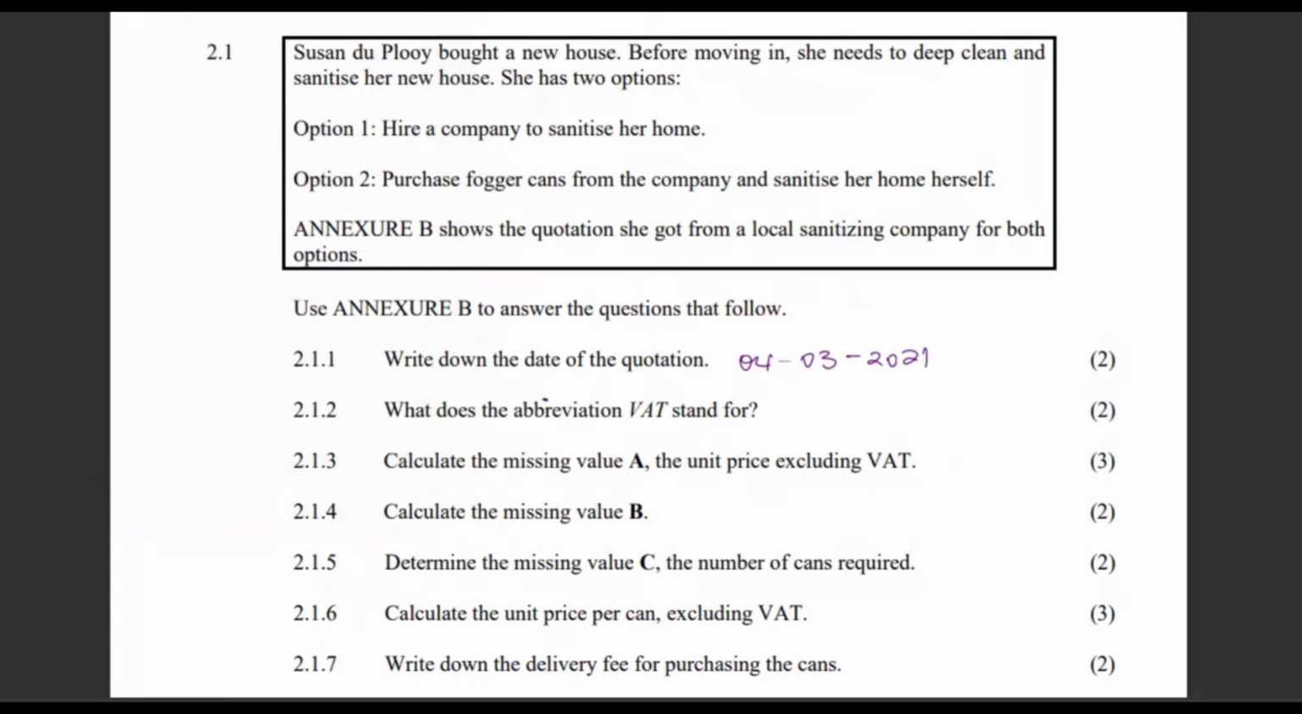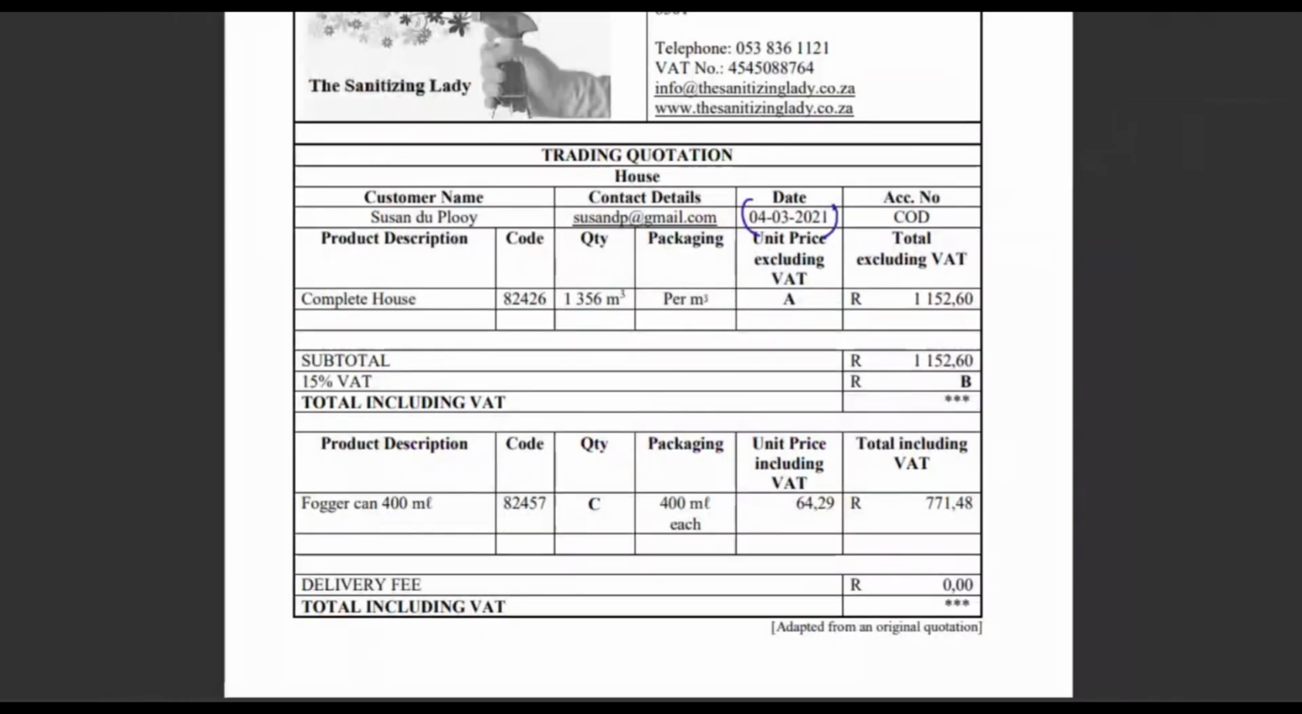What does the abbreviation VAT stand for? It's value added tax, charged at 15%. Look at the missing value A, the unit price excluding VAT. Let's go there and we see the value of A. This one already excludes VAT. So the quantity is this much, and the unit price excluding VAT.